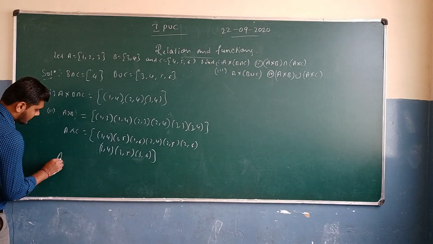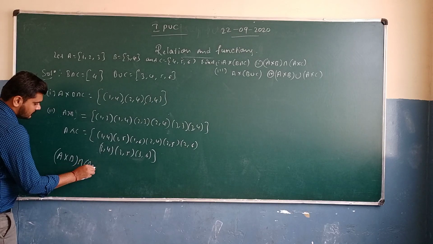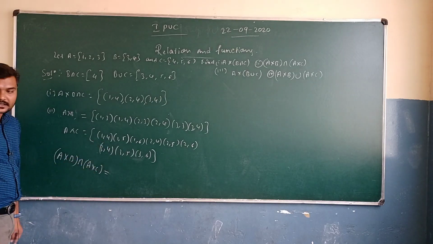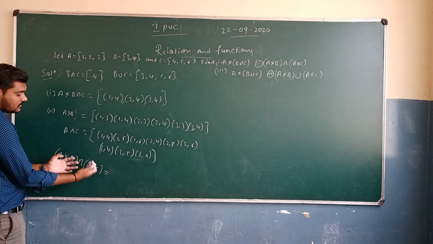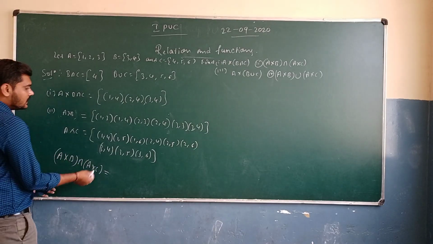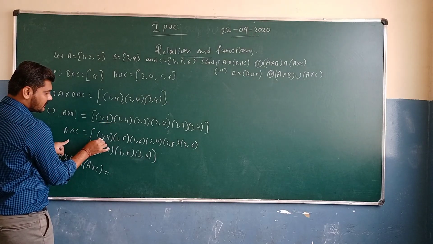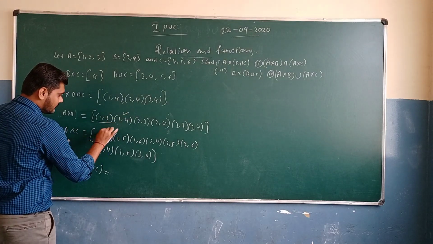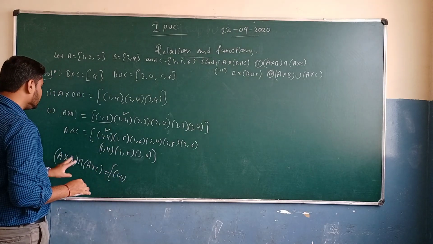So here A cross B intersection A cross C. That's going to be the common elements in A cross B as well as A cross C. ಅಂದ್ರೆ A cross B ಮತ್ತೆ A cross C ಇರೋ ಕಾಮನ್ ಎಲಿಮೆಂಟ್ಸ್ ಅನ್ನು ನಾವು ನೋಡ್ಕೊಳ್ಳೋದಾದ್ರೆ, so 1, 3 ಯಾವ ತರ ಇದೆ, A cross B ಇದೆ. What about the A cross C? No, 1, 3 ಇಲ್ಲ. 1, 4 ಇದೆಯಾ? Yes, 1, 4 ಇಲ್ಲಿ ಇದೆ. So that's going to be the one element 1, 4. That's going to be present in both the given sets.